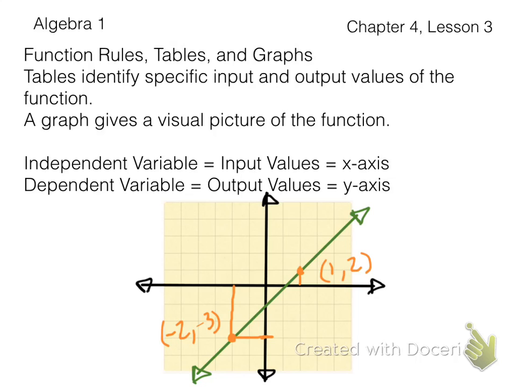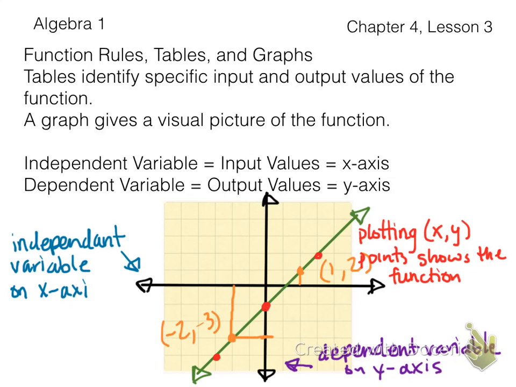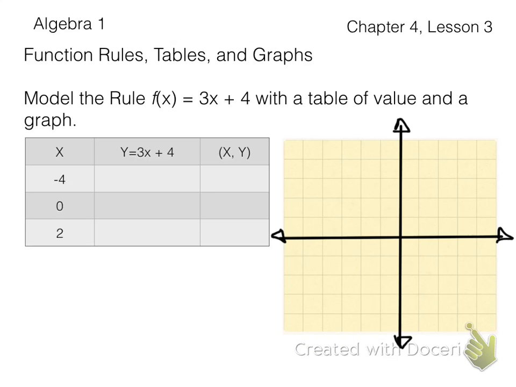Okay, so that's the graph. The independent variable is graphed on the x, the dependent variable on the y, and plotting points can show the function. We can figure out these points by using a function rule to come up with coordinates that we can plot and connect, and see the function, or the relationship, in action.